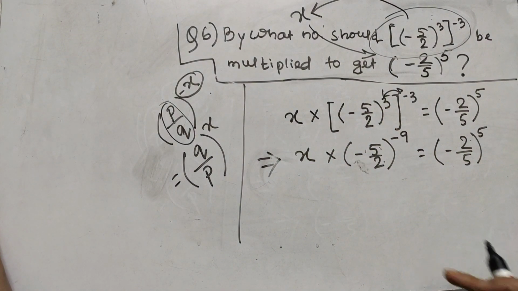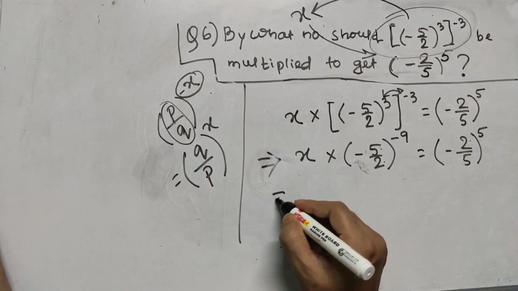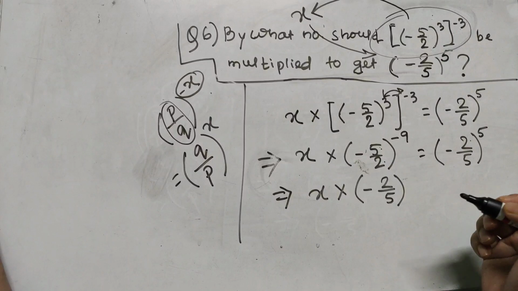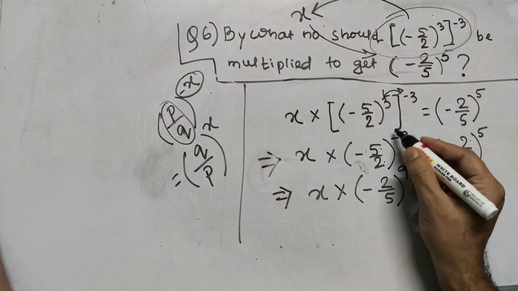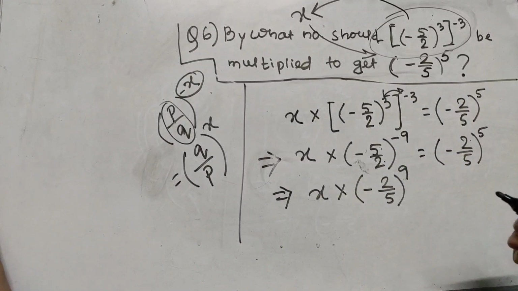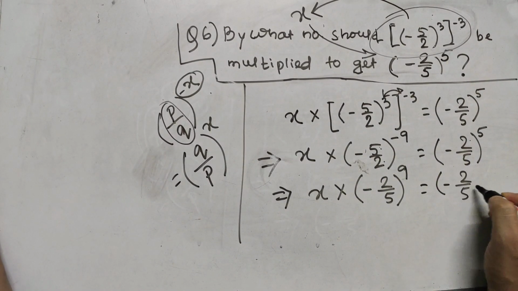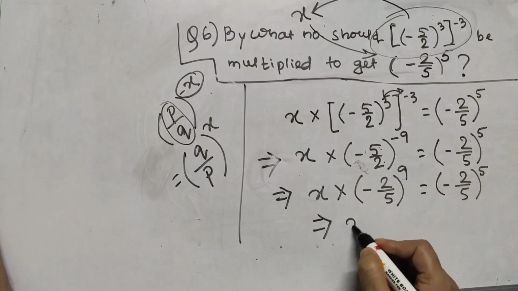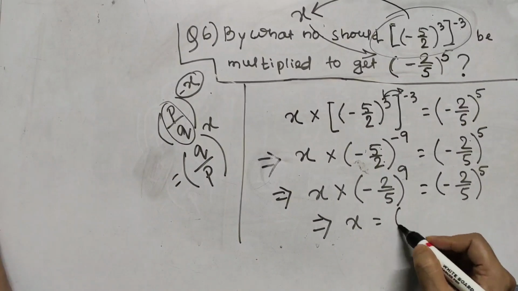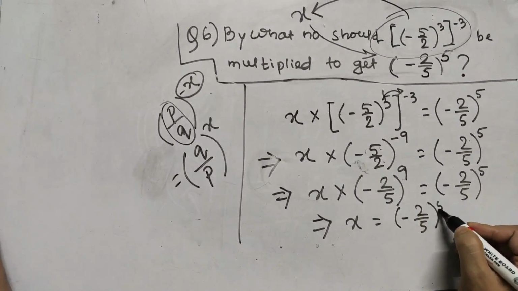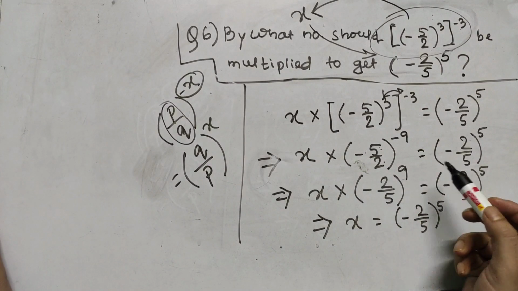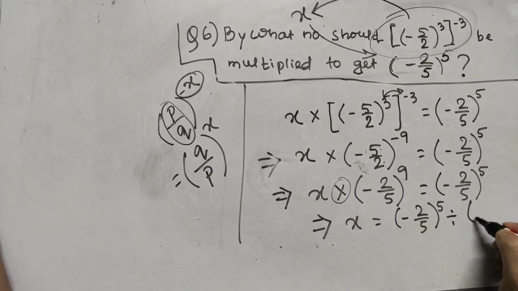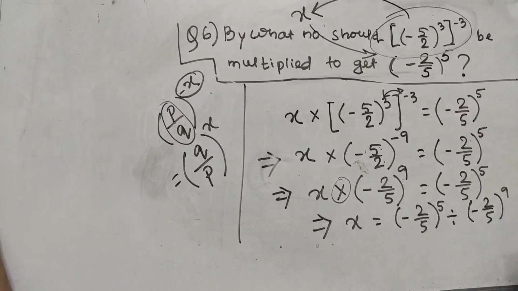Okay, and we're going to apply this over here. So in the next line we should write x into minus 2 by 5 to the power 9. This minus 9 is written as positive 9. Minus 2 by 5 to the power 5. Now we need to find out x. So x equals minus 2 by 5 to the power 5. When I change the side, this multiplication sign will be converted into a division sign, divided by minus 2 by 5 to the power 9.